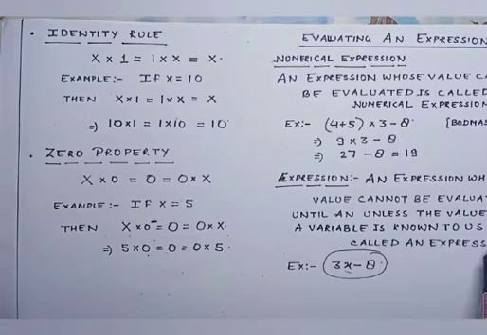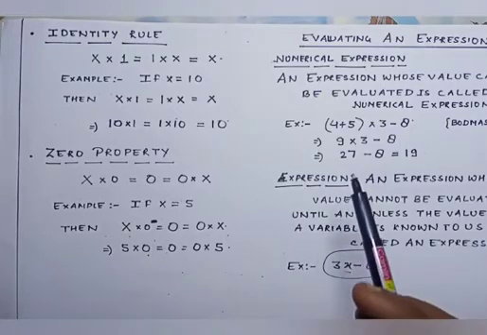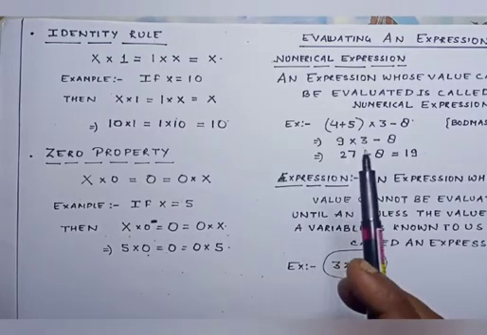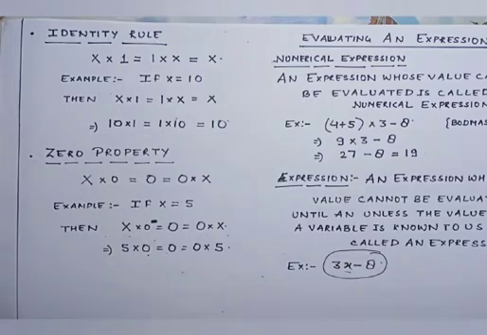It is called an expression. In the below example, you can see 3x minus 8. You cannot find out the value of this algebraic expression because the value of x is not known to you. Until and unless you assign a value to x, you cannot find out the value of the whole algebraic expression. So that is the difference between a numerical expression and an expression.